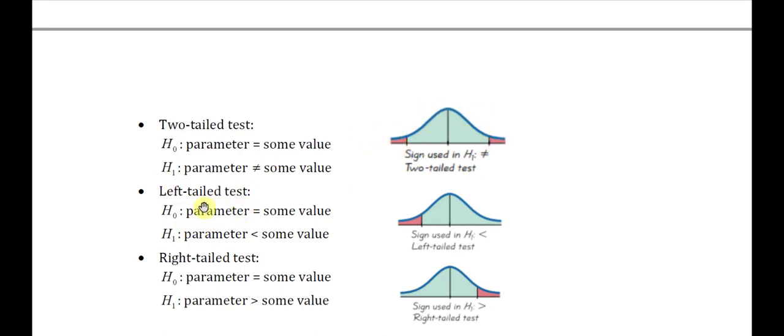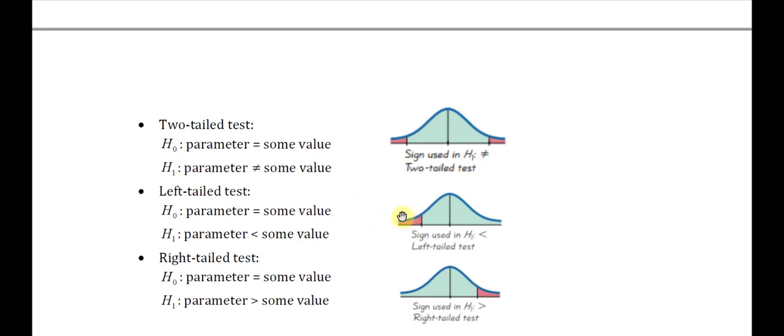Now for the left-tailed test, the null hypothesis says the parameter is equal to some value, the same as before. The alternative hypothesis now says that the parameter is less than some value. So with less than, we are using the left portion of the tail, the left-tailed test.